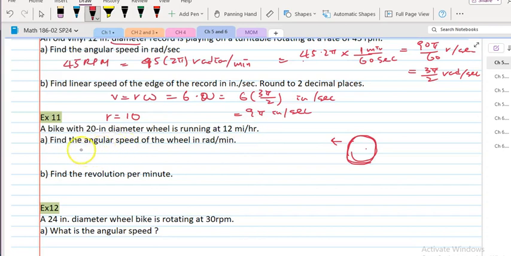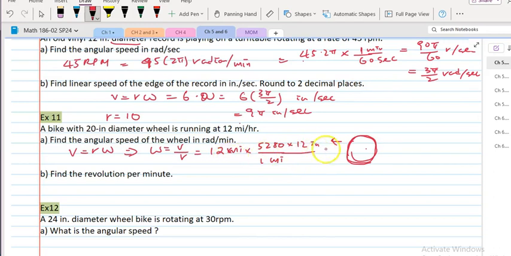So angular speed: we know V is equal to R omega. This is the angular speed. So that means omega is V over R. V is 12 miles per hour, but it is in miles and the radius is in inches. So we have to do 12 times, 1 mile is how many inches? 1 mile would be 5280 feet, and then 12 inches. So this is that many inches.